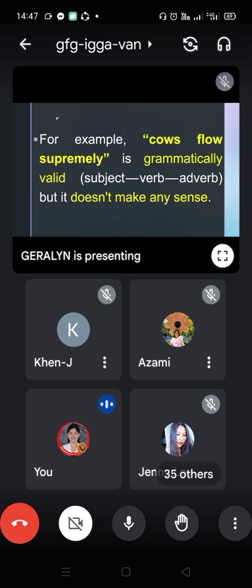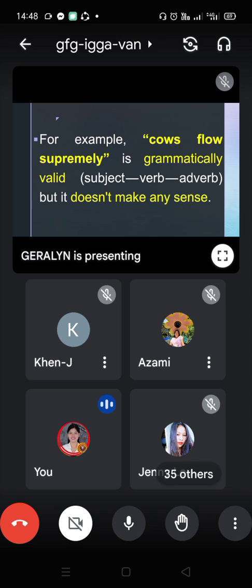We have subject, verb, adverb, subject, verb, adjective, subject, verb, object, kana ang mga pattern. So, this sentence is grammatically correct. When it comes to syntax, pasar siya. But the question is, semantically, correct ba po siya?